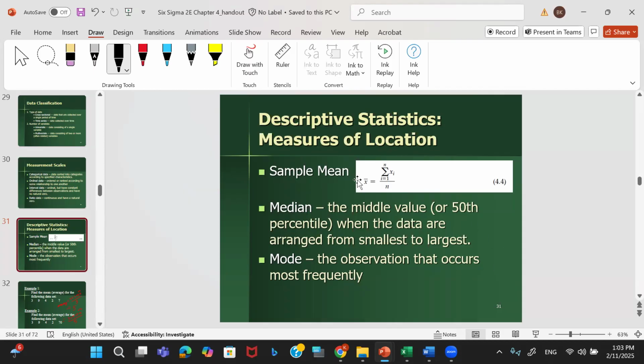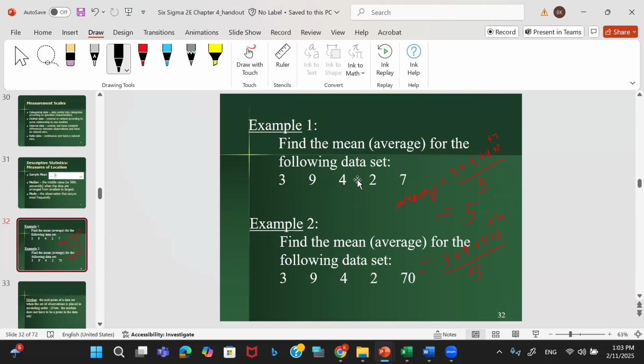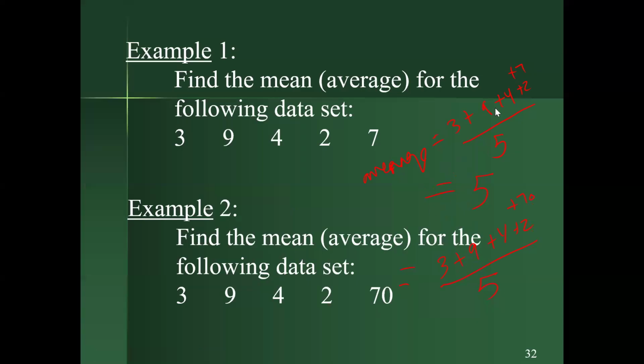So, descriptive statistics. We know the descriptive statistics measure the location: mean, median, mode. The mean is the sample average. Median is the median value. Mode is the most frequent value within the data. For example, find the mean, the average, for this data set. I just add them up, and divide by how many.